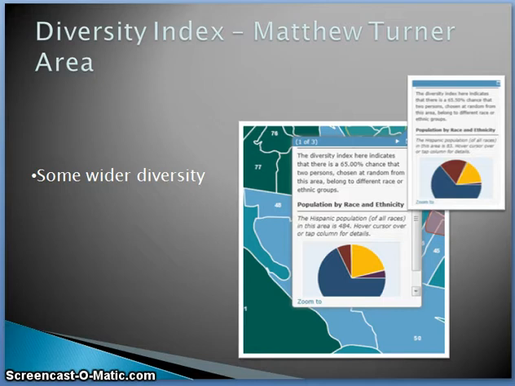So the Matthew Turner zone does have some pockets of greater diversity. However, whites are still over 50% of the population. If we overlaid this layer with income, we might be able to visualize if the minority populations were also residing in lower income areas, but I did not do that.